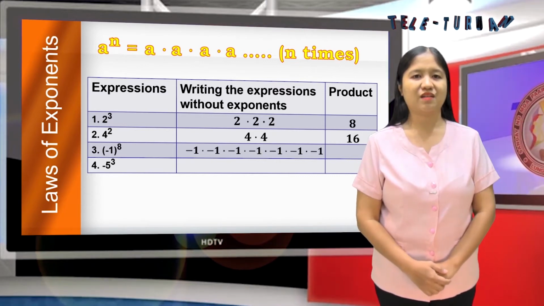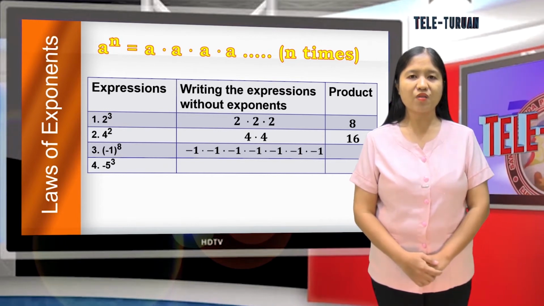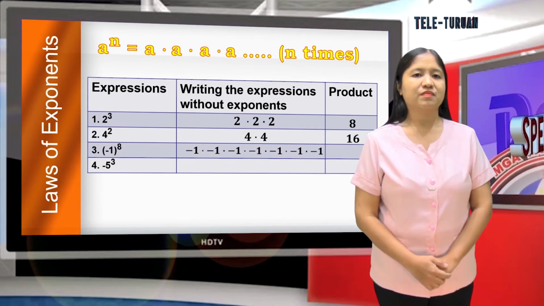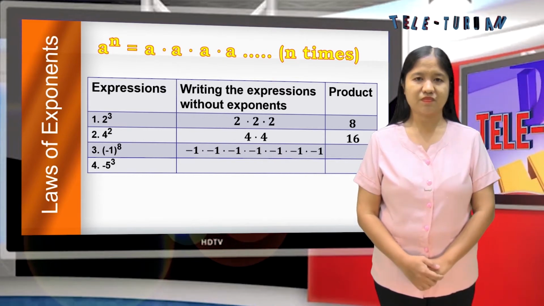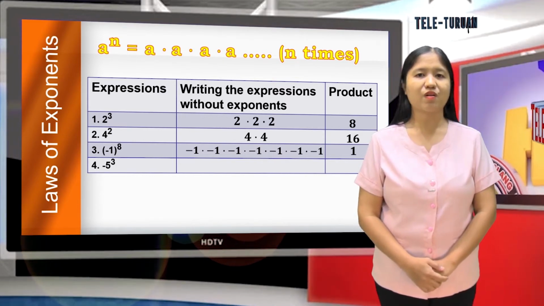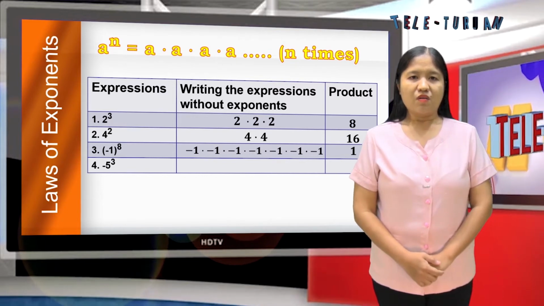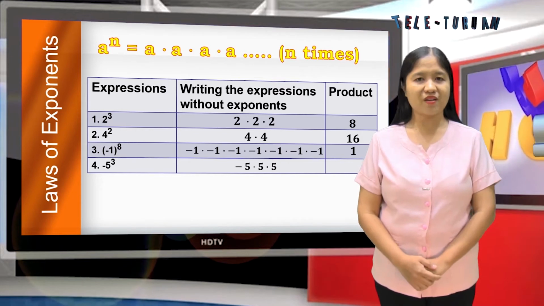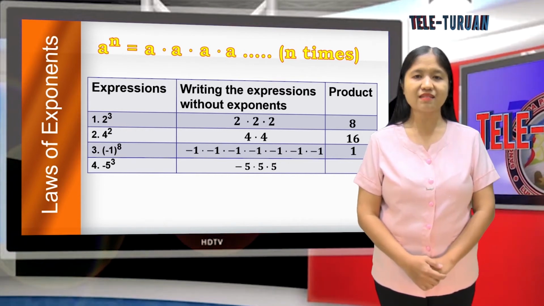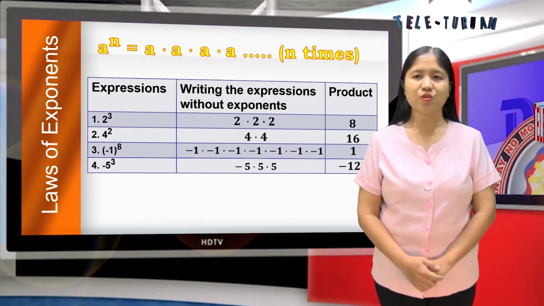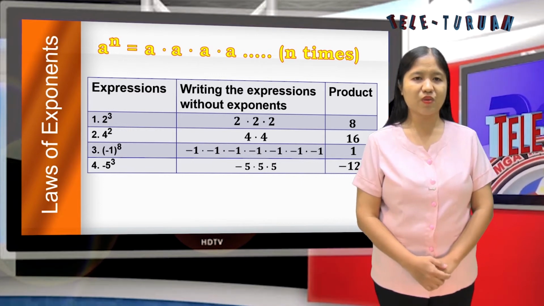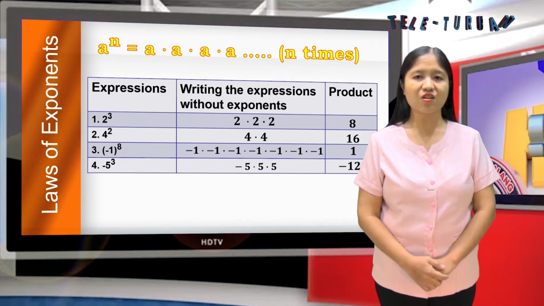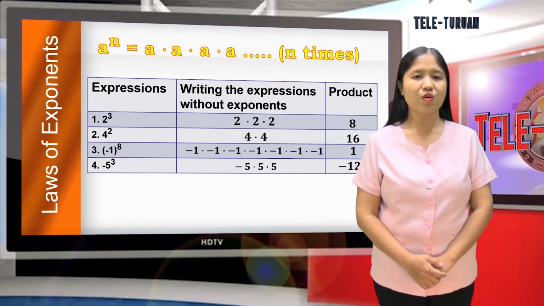That is correct. For number 3, we have to multiply negative 1 8 times by itself for the second column and 1 for the third column. For number 4, we have negative of 5 times 5 times 5 for the second column, and it is equal to negative 125. Can you find an easy way of finding the result written in the third column? What is it?